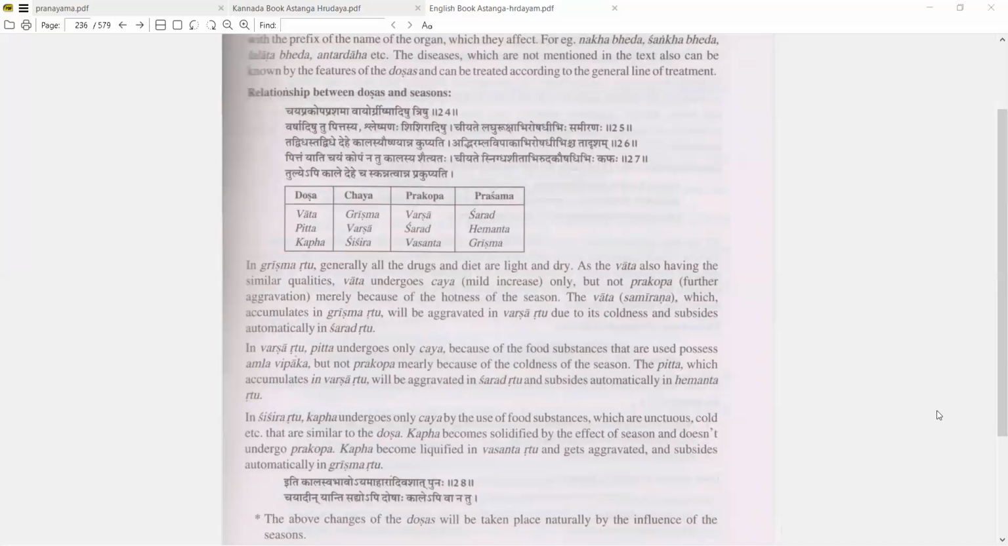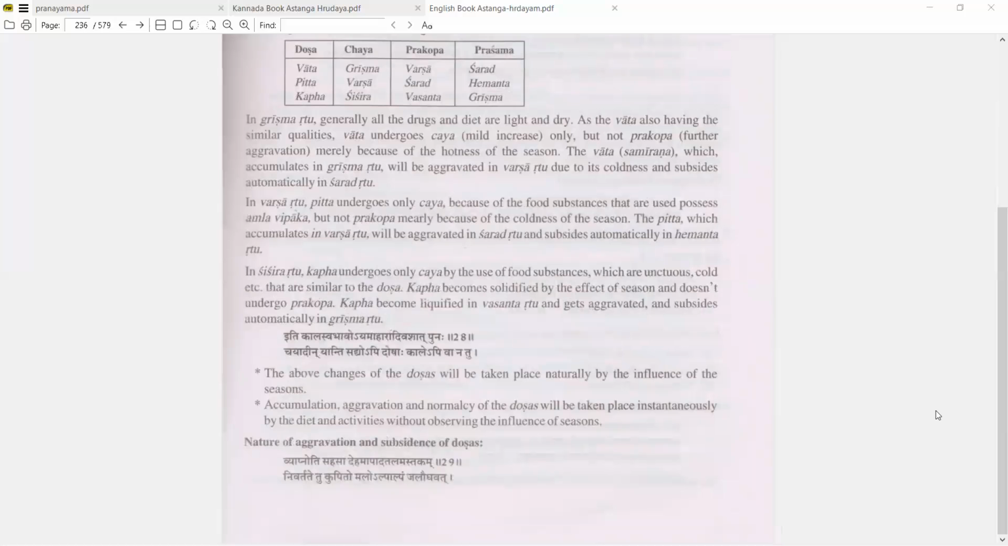The above changes of the doshas take place naturally by the influence of the seasons. Accumulation, aggravation, and normalcy of the doshas can also take place instantly by diet and activities, without observing the influence of seasons. Nature of aggravation and subsidence of doshas.